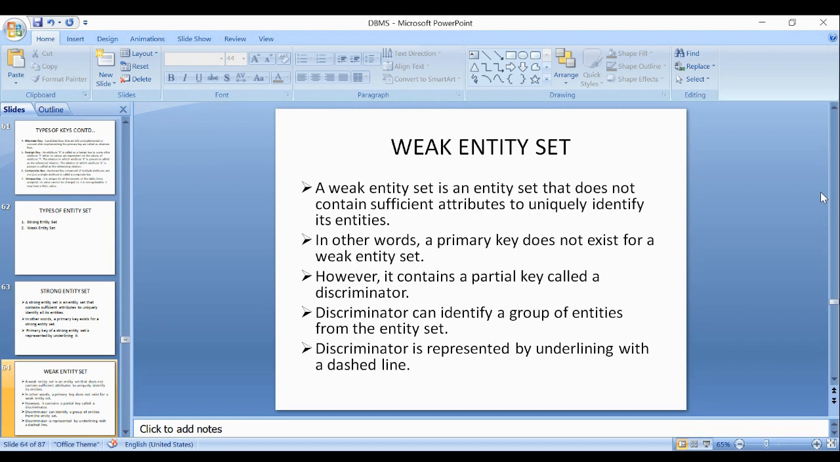Now coming to weak entity set. A weak entity set is an entity set that does not contain sufficient attributes to uniquely identify its entities. In other words, a primary key does not exist for a weak entity set. However, it contains a partial key called a discriminator. A discriminator can identify a group of entities from the entity set. A discriminator is represented by underlining with a dashed line.